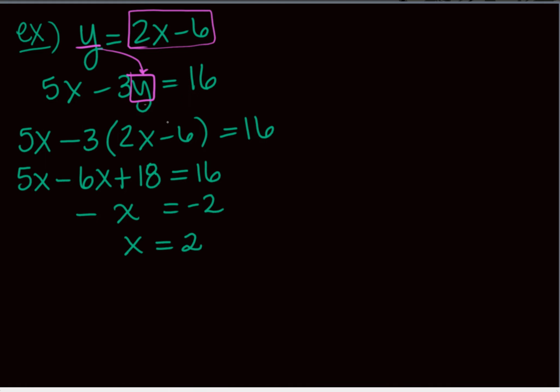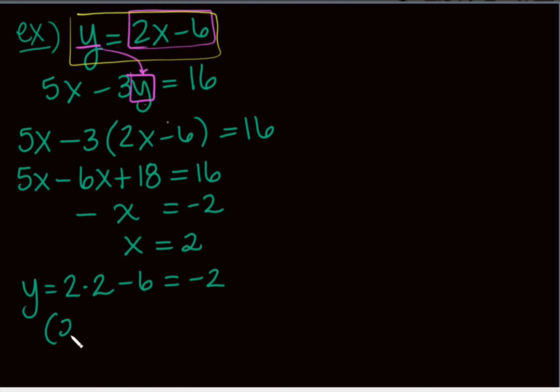Now, how do I find y? Well, the great thing is when you do substitution, you already have y by itself. So we know that y is equal to 2 times x minus 6. Well, I know x now is 2, so I have 4 minus 6, which is negative 2. So what is my solution? 2, negative 2. I need to write it as an ordered pair. And what type of system is this? It's consistent because it has a solution, and because it only has one solution, it's independent.